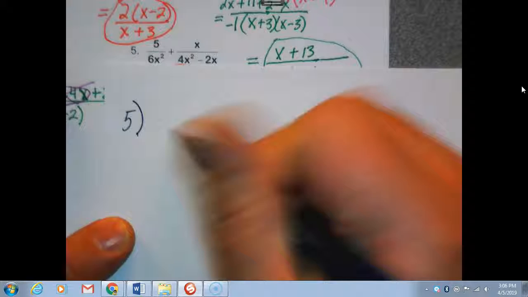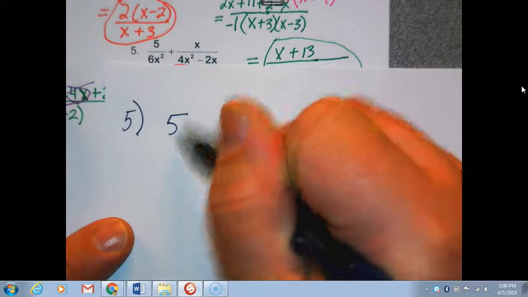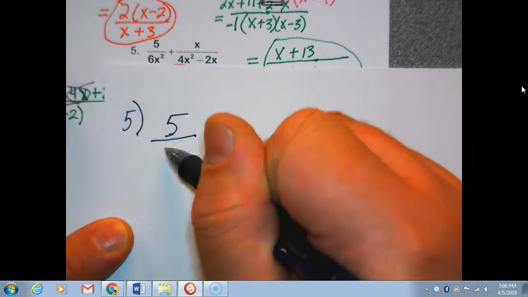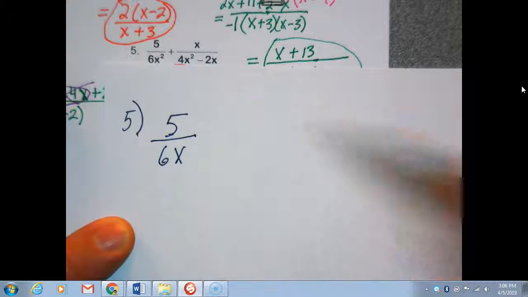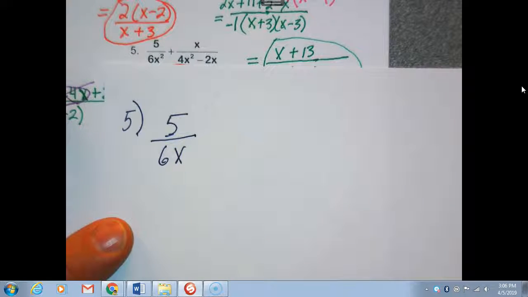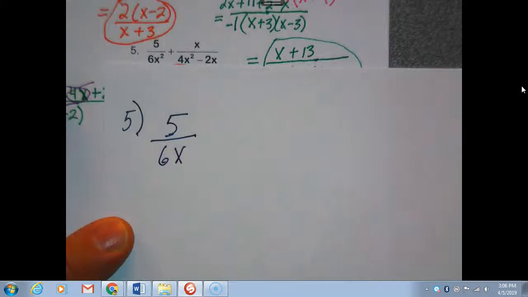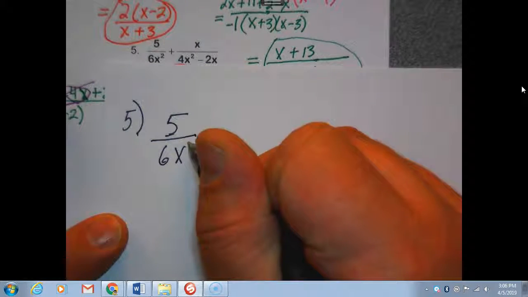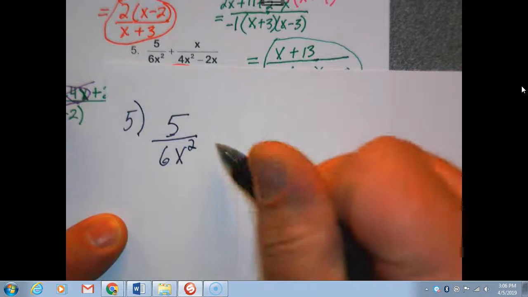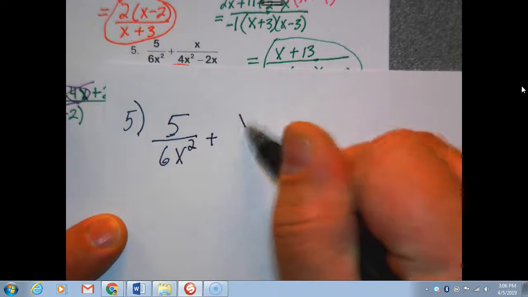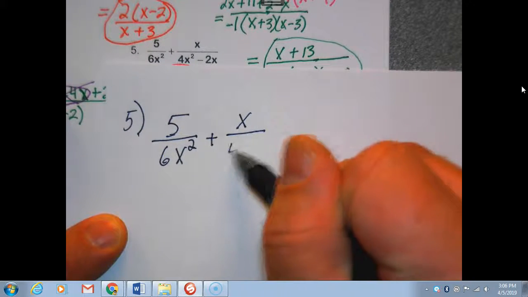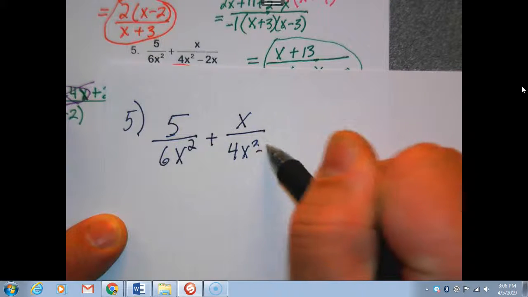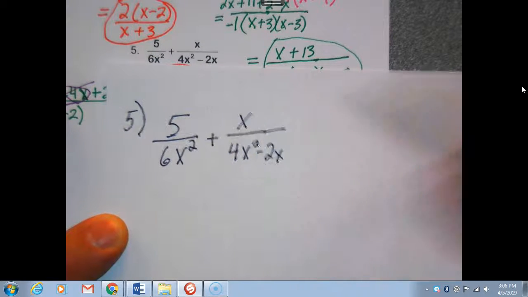Okay, number 5. I have 5 over 6x. You know what's great about these problems? Every problem seems like something new jumps into it. Crazy, huh? 5 over 6x squared plus x over 4x squared minus 2x.